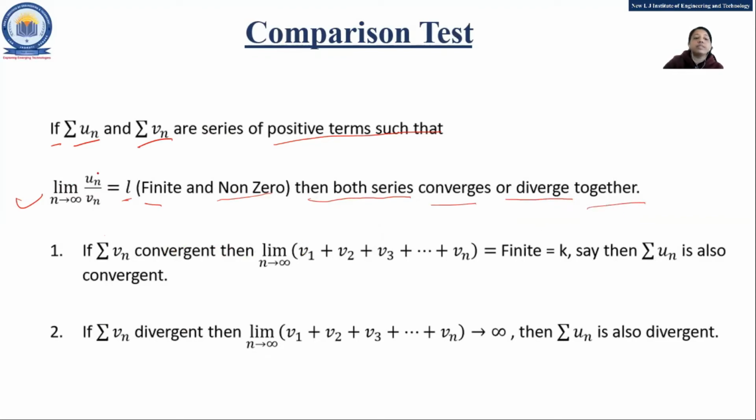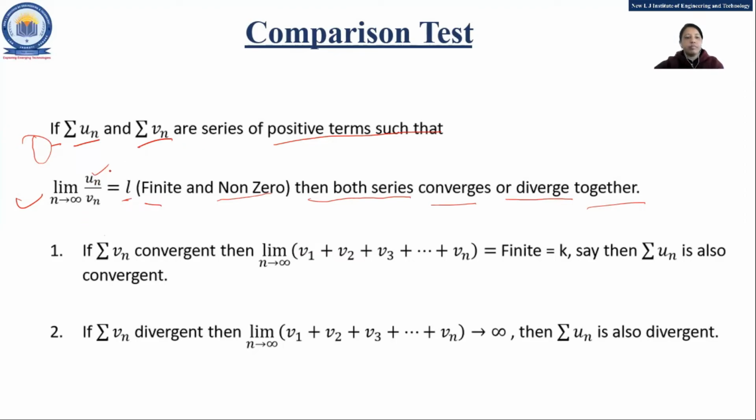That means if one series is convergent, then the other is also convergent. If one is divergent, then the other is also divergent. Whatever the decision is for these two, either convergence or divergence, it is the same for both the series. Fine. So that is the main concept for un and vn.